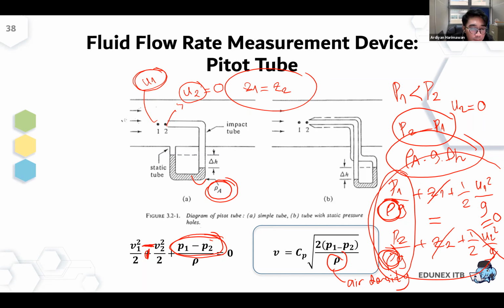But when you want to calculate the pressure difference, it can be correlated with the head difference of the manometer fluid. So you need to use the value of the manometer fluid density. Okay. Do you have any question? What is CP? CP is basically the same. This is the correction factor from ideal Bernoulli to the real condition.